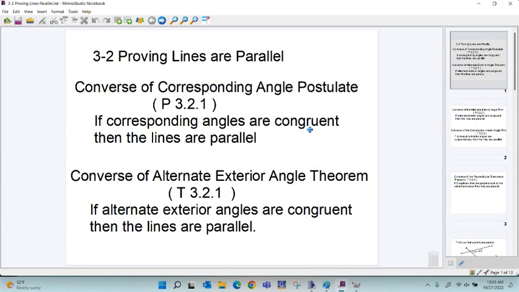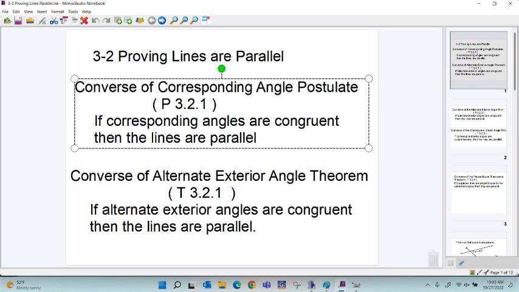So we need to take a look at what these things are saying and what makes them different than the ones we did yesterday, because they seem like they're almost identical. Okay, so what it says is if corresponding angles are congruent, then the lines are parallel. So how is that different than what we said yesterday?